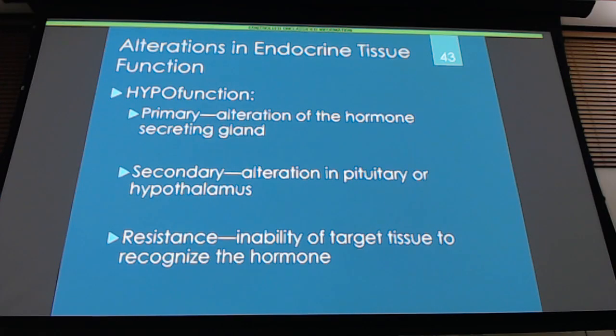Hypofunction is exactly the same. If I say something is a primary hypofunction of the thyroid gland, where's the problem? The thyroid, right? And if it's some failure in the pituitary gland, like someone had surgery and the pituitary gland is damaged, is that primary or secondary? Secondary. Look at that. And then resistance, we're going to talk about that. That means there's plenty of hormone in the bloodstream, but the target organ is resistant and can't do its job. There's only two examples that we'll talk about. One more today.